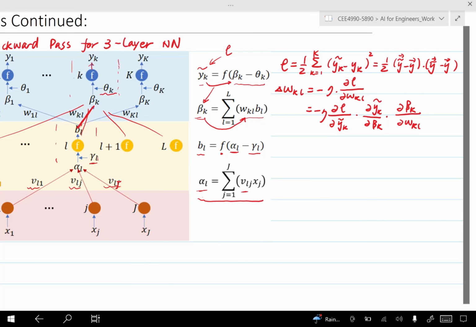Let's take a look at these things separately. So first, let me write down this minus first. How to get the partial derivative of L with respect to YK tilde.